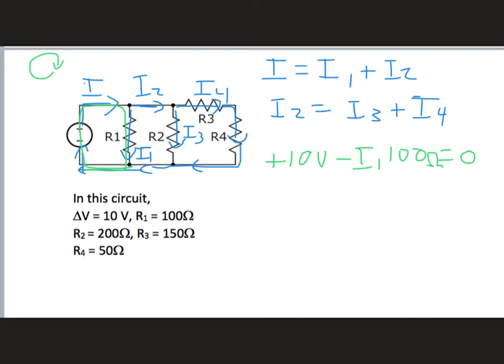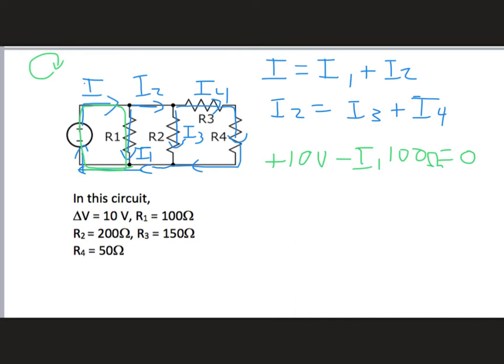Now look, this equation is actually really easy to solve. We'll do it in a second, but I've got 10 volts, I've got I1 as my unknown, I've got 100 ohms here. It's very easy to solve for I1. We'll do that in a second. But let's pick another loop.